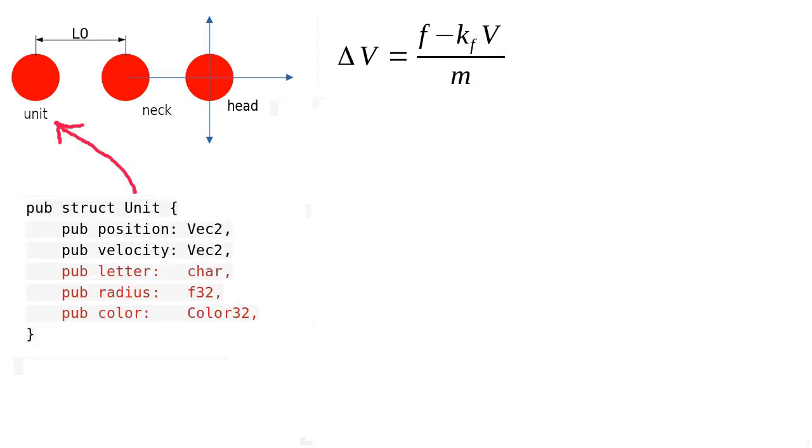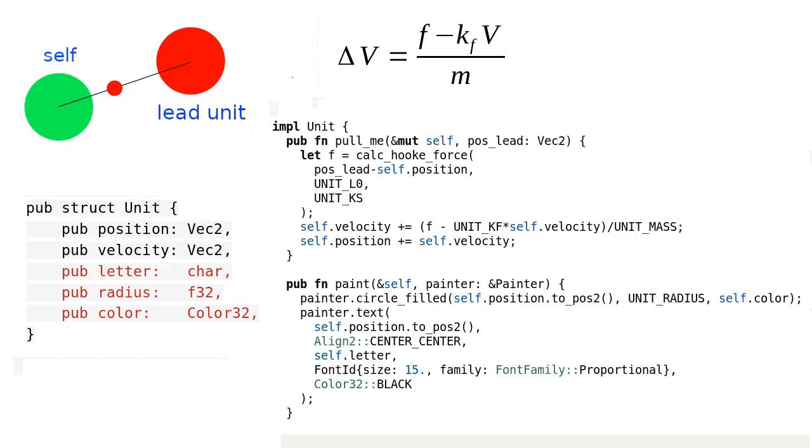Moving on to the unit struct, which is used for constructing body parts other than the head and neck. Two methods are implemented for the unit struct. Let's focus on the pull-me method. This method calculates the pulling force and updates the velocity and position. The paint method is straightforward. Please pause the video to review the code.